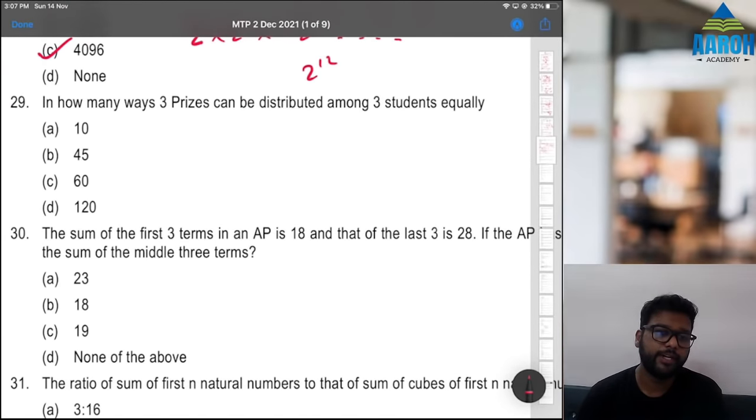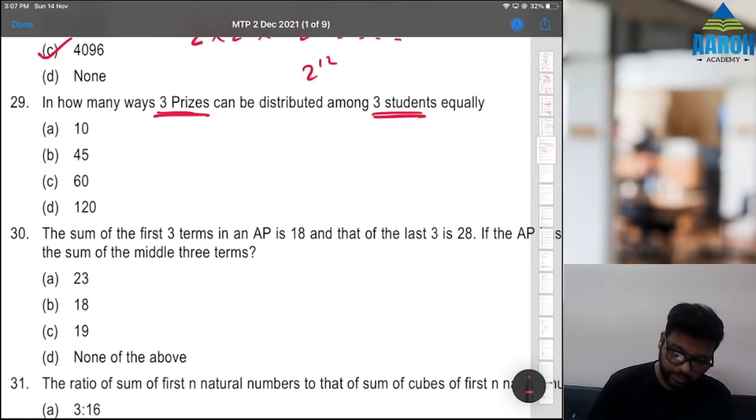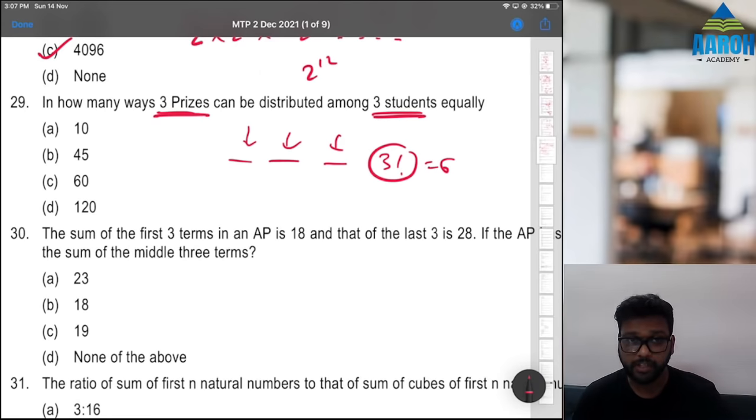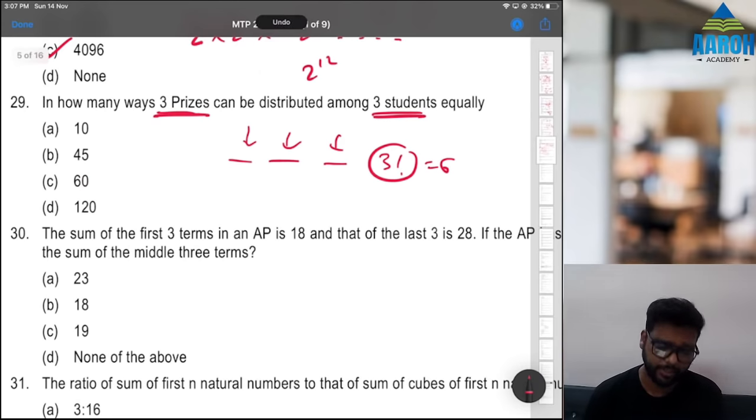29th, I think they have made some printing mistake, because they are asking in how many ways can 3 prizes be distributed among 3 students equally. Equally means what? We have to just give 1 prize to every 1 student, right? So that will be 3 factorial, 6. That is not in the options. Maybe they wanted to print something else, or maybe this option was 6. I don't know. Skip it.